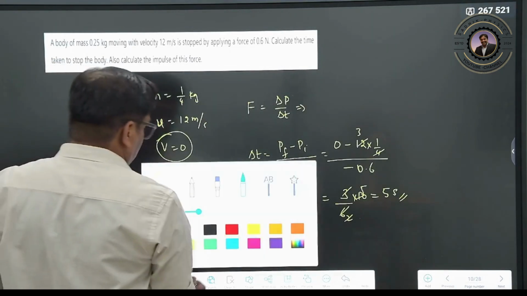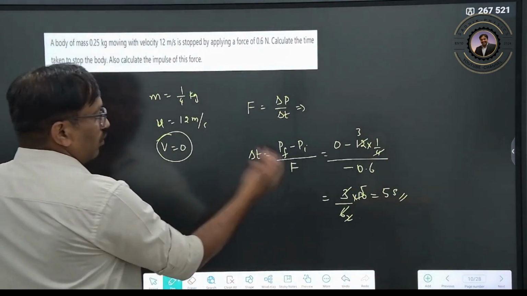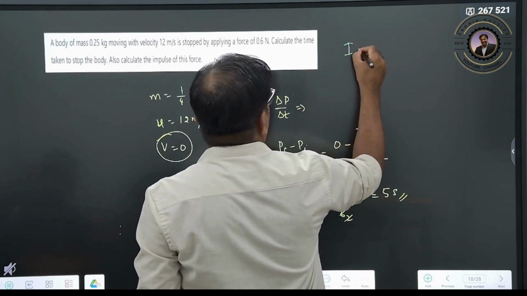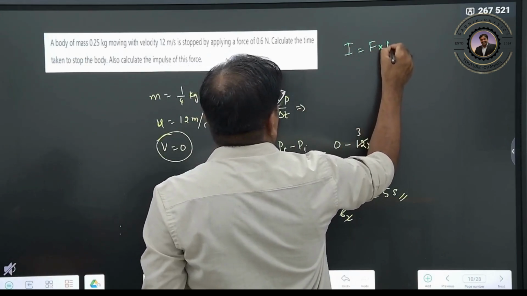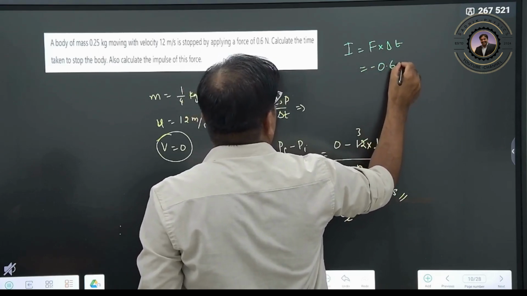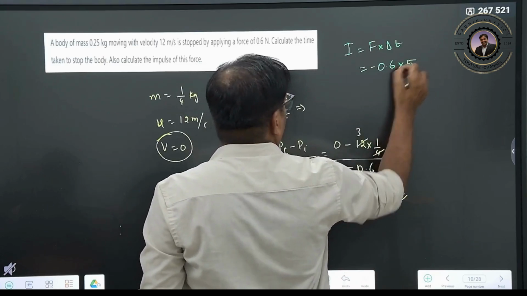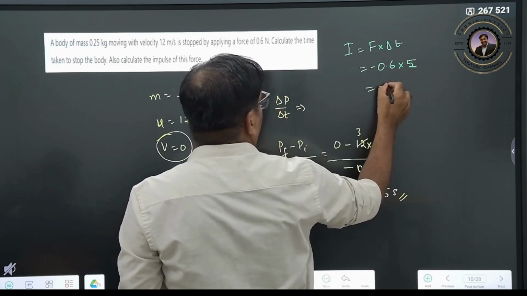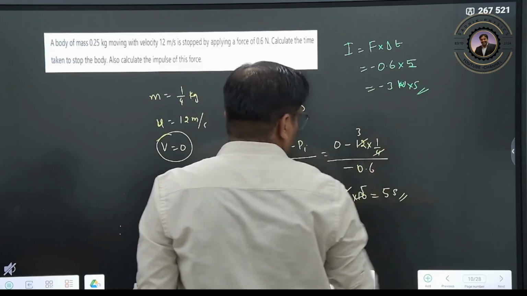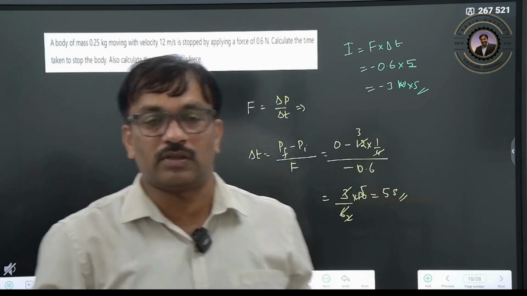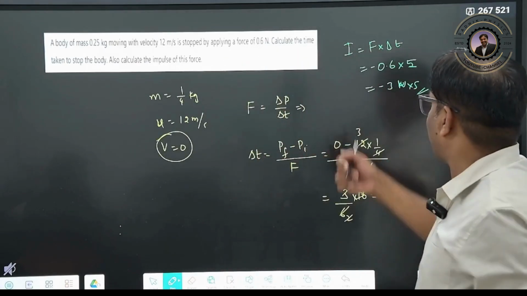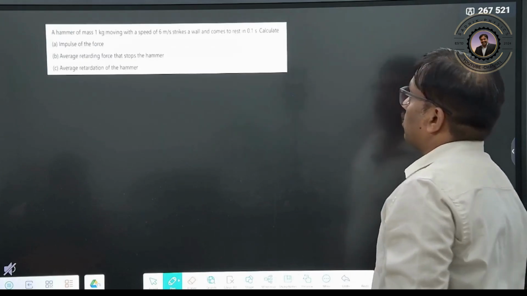Also calculate the impulse of this force now. Impulse is nothing but the change in momentum. So also force into time you can write now. So we will write impulse is equal to force into time. Force is how much now? 0.6, but minus 0.6. Time is how much now? 5. So 5 6s are 30, therefore minus 3 newton second. Clear? So this is your impulse. Therefore you can calculate it now. Clear? Directions are also important.